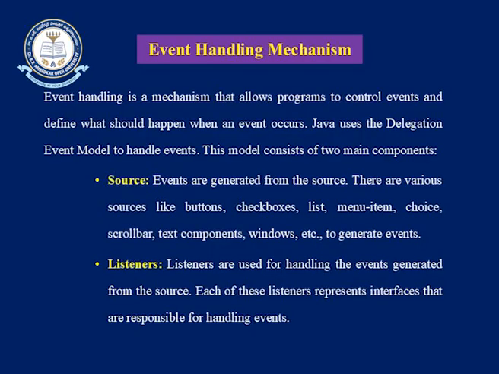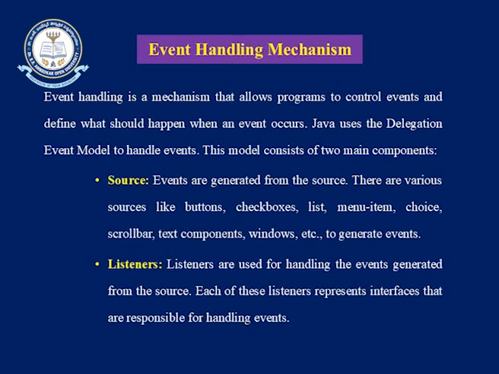Next is how we can handle the events in Java, which is called the event handling mechanism. This event handling mechanism allows programmers to control the events. If you want to control the events, you have to handle the event. That is called the event handling mechanism. When an event occurs, it should be handled by the user. Java uses the delegation event model to handle the events.